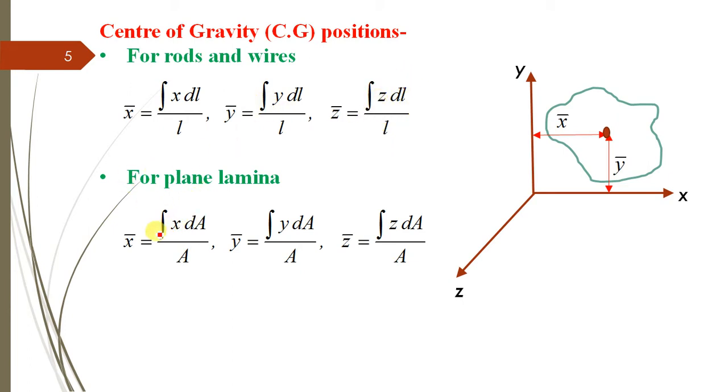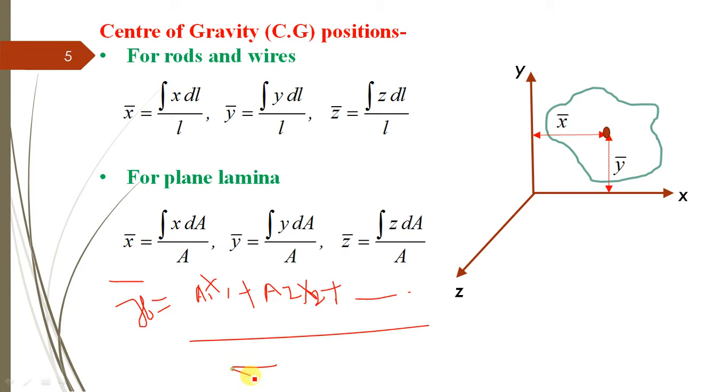Okay. For lamina, x bar is equal to integration of x dA upon A, y bar is equal to integration of y dA upon A, and z bar is equal to integration of z dA upon A. So from that we can write x bar is equal to a1 x1 plus a2 x2 plus up to plus an xn upon summation of A. This is the formula to find out the centroid of a plane lamina.